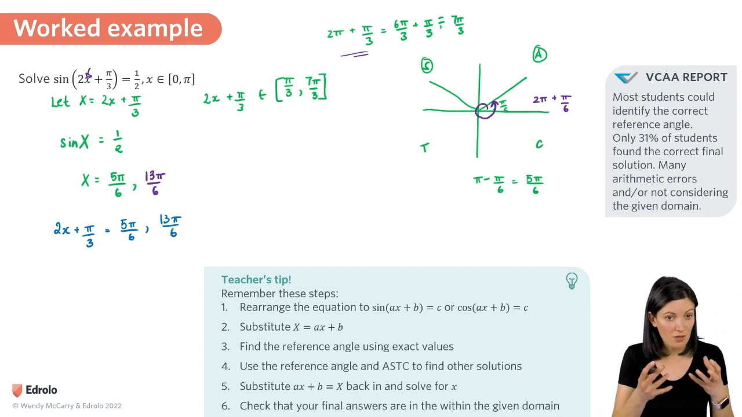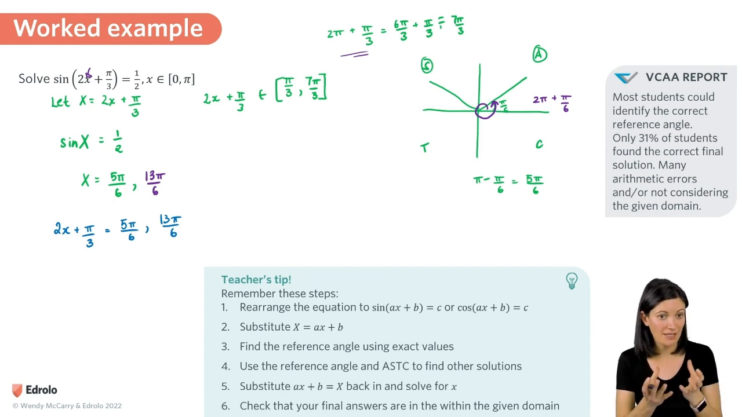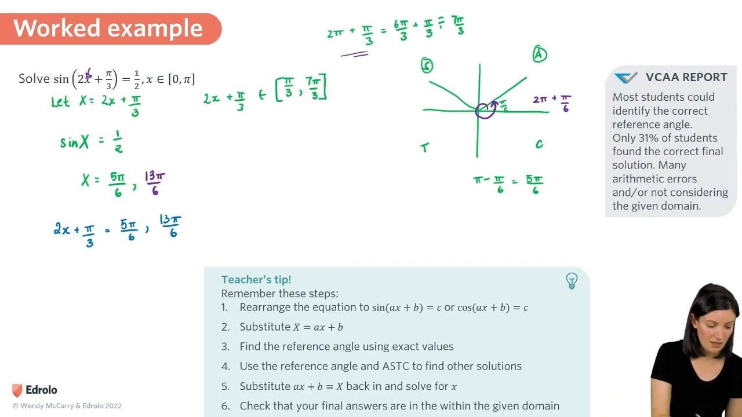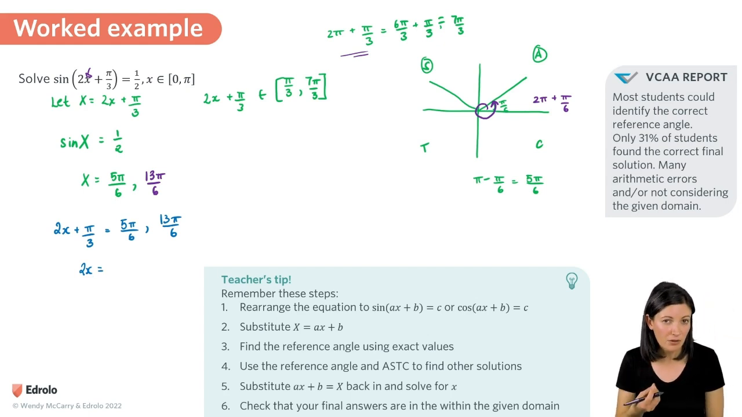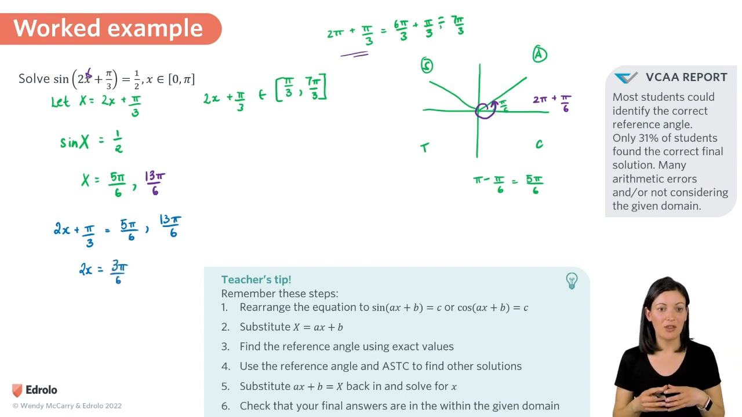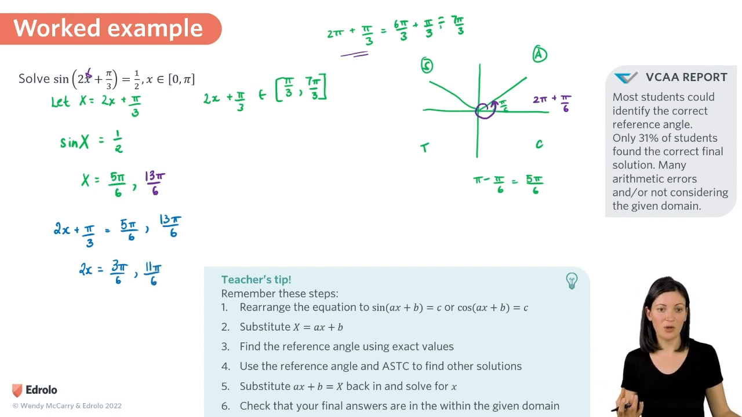So what I've got to do now to solve for little x is exactly what I would do if I was solving any equation. I've got to isolate x. The first thing I'm going to do is subtract pi on 3 from both of my solutions. So that's going to leave me with 2x equals 5 pi on 6 minus pi on 3. We can think of pi on 3 as 2 pi on 6. So 5 pi on 6 minus 2 pi on 6 would be 3 pi on 6. My next solution would be 13 pi on 6 minus 2 pi on 6, so that would be 11 pi on 6. And now to get x on its own, I'm going to divide both of those answers by 2.